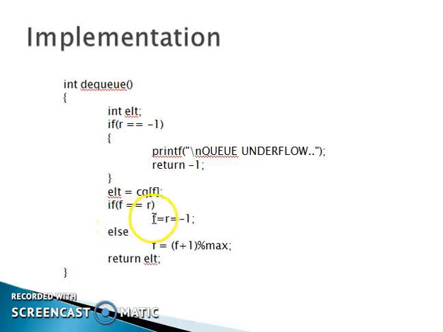If front is equal to R, it means the element that is being deleted at present is the last element in the queue. So in that case, front and rear must be set to -1. Otherwise, front is to be incremented to point to the next element to be removed from the queue. And finally, the element that is removed should be returned by DQ.